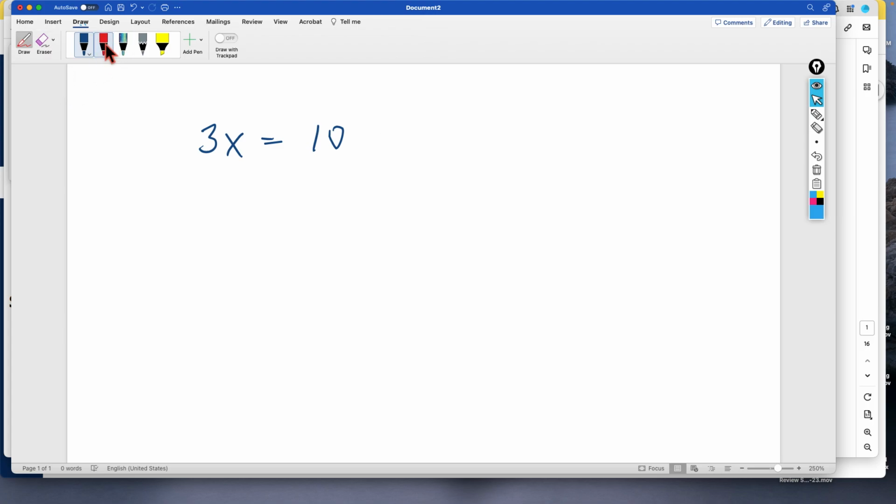Divide by 3 on both sides. Okay, so we see that we're multiplying by 3, so the opposite of multiplication is division. 3 divided by 3 is 1, so we end up with x equals 10/3, or 3.33333. If you want to put it in a calculator, that's fine, but we could just leave it as 10/3. If we're dividing, how do we solve this one?